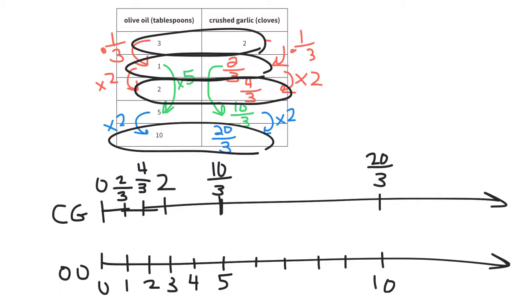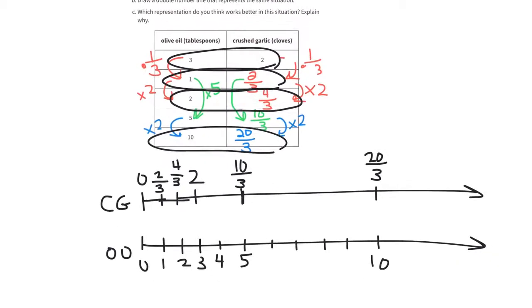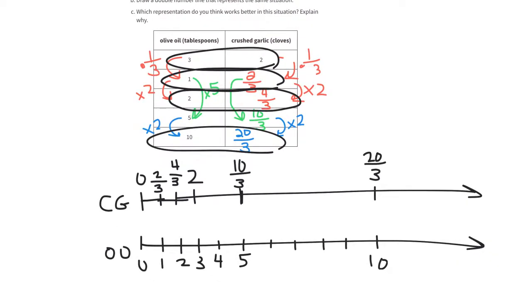So when you look at this, I don't know about you, but for me, I find navigating through the table a little bit easier than navigating through the double number line. But parents and teachers, if your students have a preference one way or the other, let them go with it. Although we do want students to know both representations and how to flow back and forth between the two.